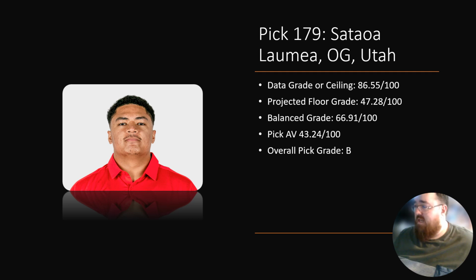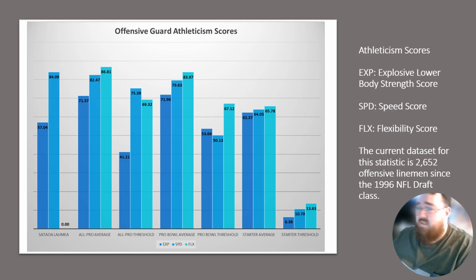His data grade is 86.55. His floor is 47.28 with a balance grade of 66.91. Overall pick AV here is 43.24. Overall pick grade would be a B. Taking a look at his athleticism traits, really good speed, near elite speed score for him, 57 percentile in terms of explosiveness. Don't really have a short shuttle or three cone to really project him more than this, but this is not a bad profile. This is a pretty decent profile overall for him when you look at his overall data.